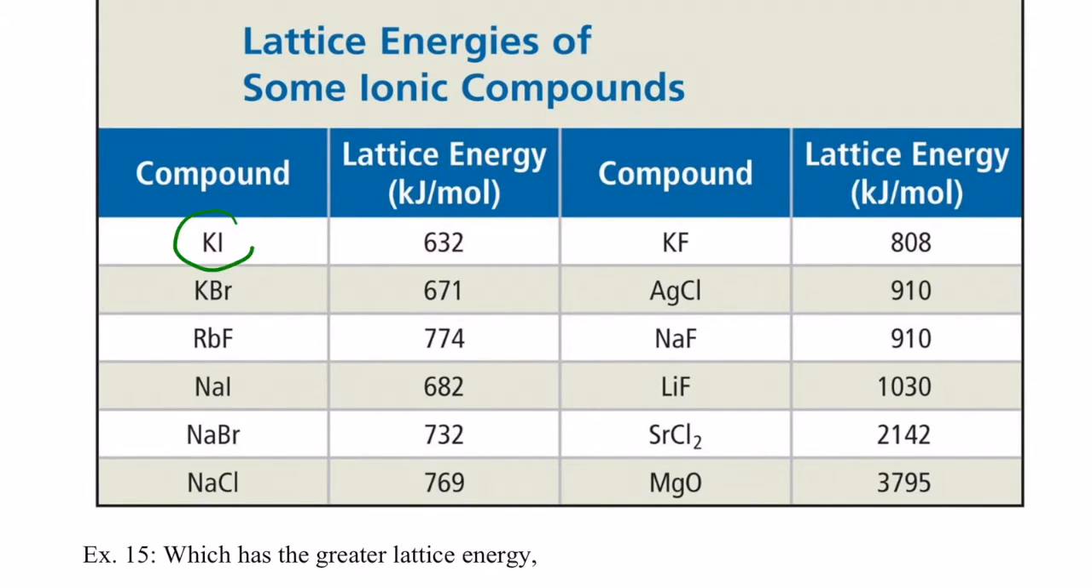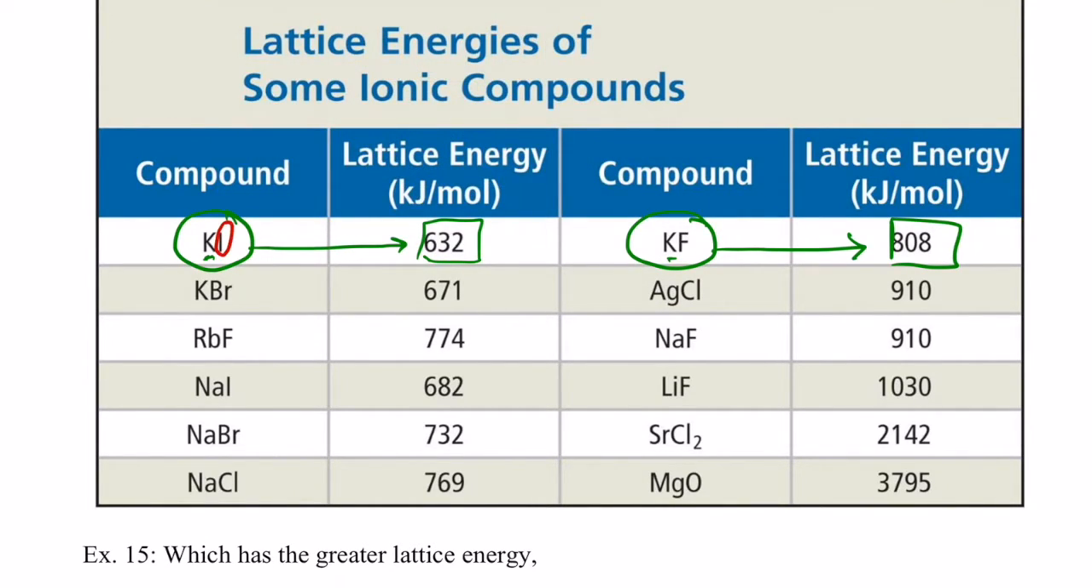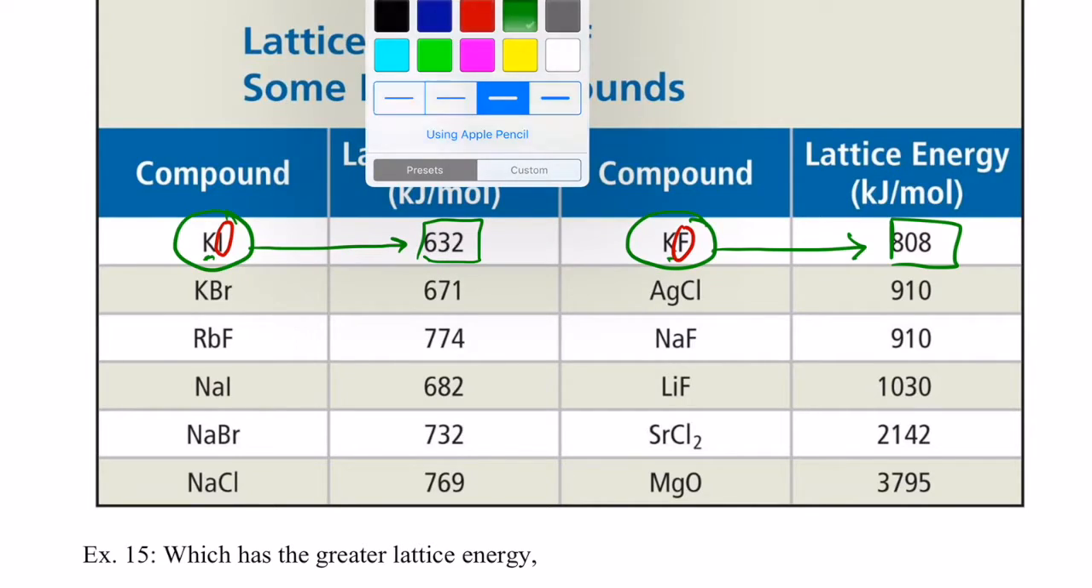Let's look at potassium iodide and its lattice energy. 632 kilojoules per mole of energy are required to remove potassium ions from iodide ions. And for potassium fluoride, the lattice energy is up to 808. It's considerably higher. Why? Well, they both have potassium ions, so we can ignore that. But let's look at the counter ion. Let's look at the iodide ion and the fluoride ion. Now, their charges are both 1 negative, but what about their radius?